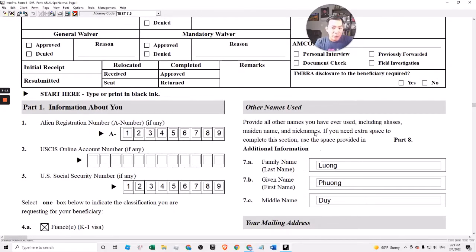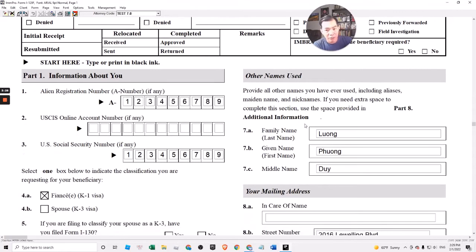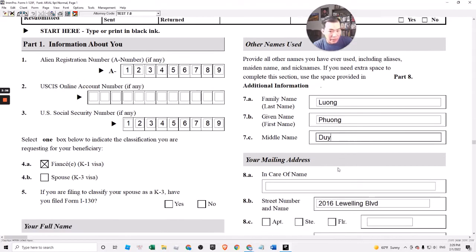Other names used. If you are a woman, you may have a marriage name from a previous marriage, or a different name, or you may have a name that you changed during the court process. So you can put it here. So I changed my name to Peter. So this is my original name. So I put my last name, my first name, my middle name here.